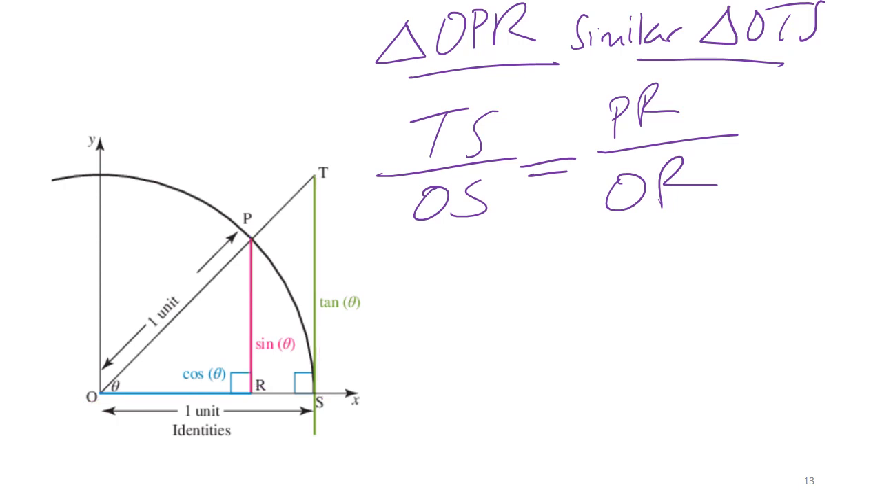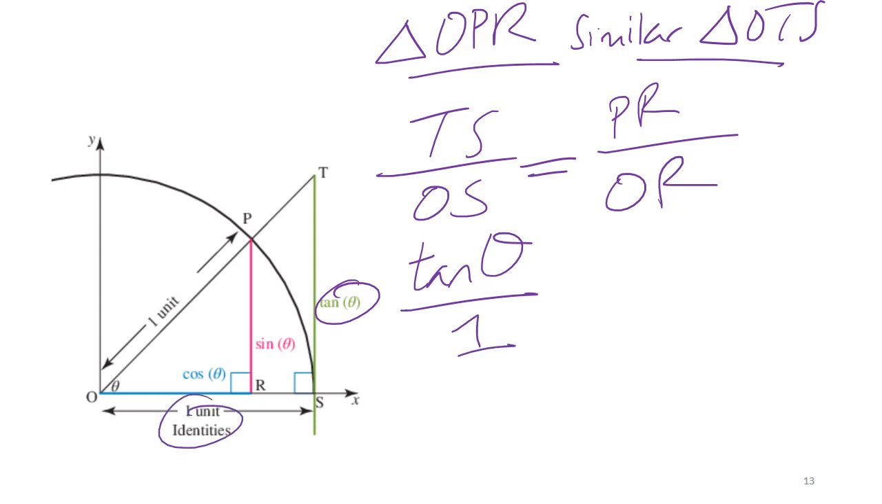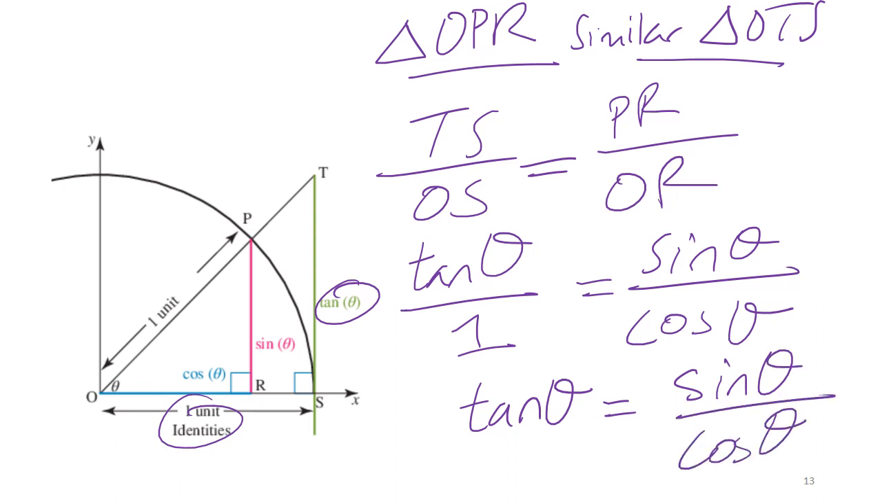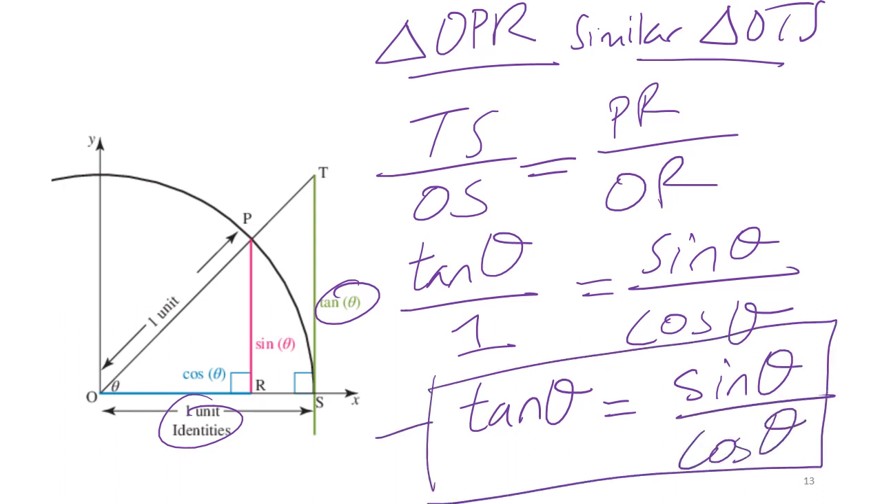So what is TS? We have already developed that TS is tan theta. What's OS? OS is just 1. We are using a unit circle. You can see the beauty of the unit circle. It makes the math so much easier. PR, we talked about before, is just sine theta. OR would be cos theta. Therefore, we have developed another relationship: tan theta equals sine theta over cos theta. Another very important relationship that you need to know.